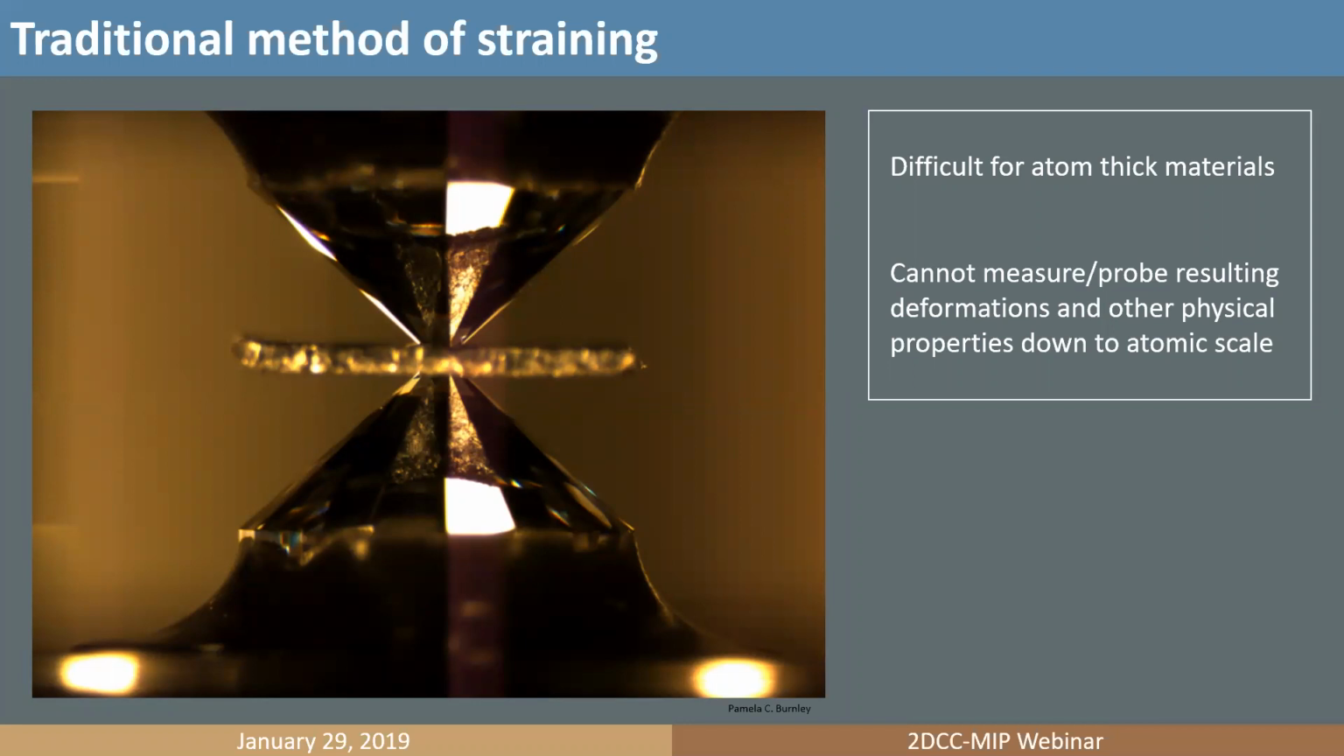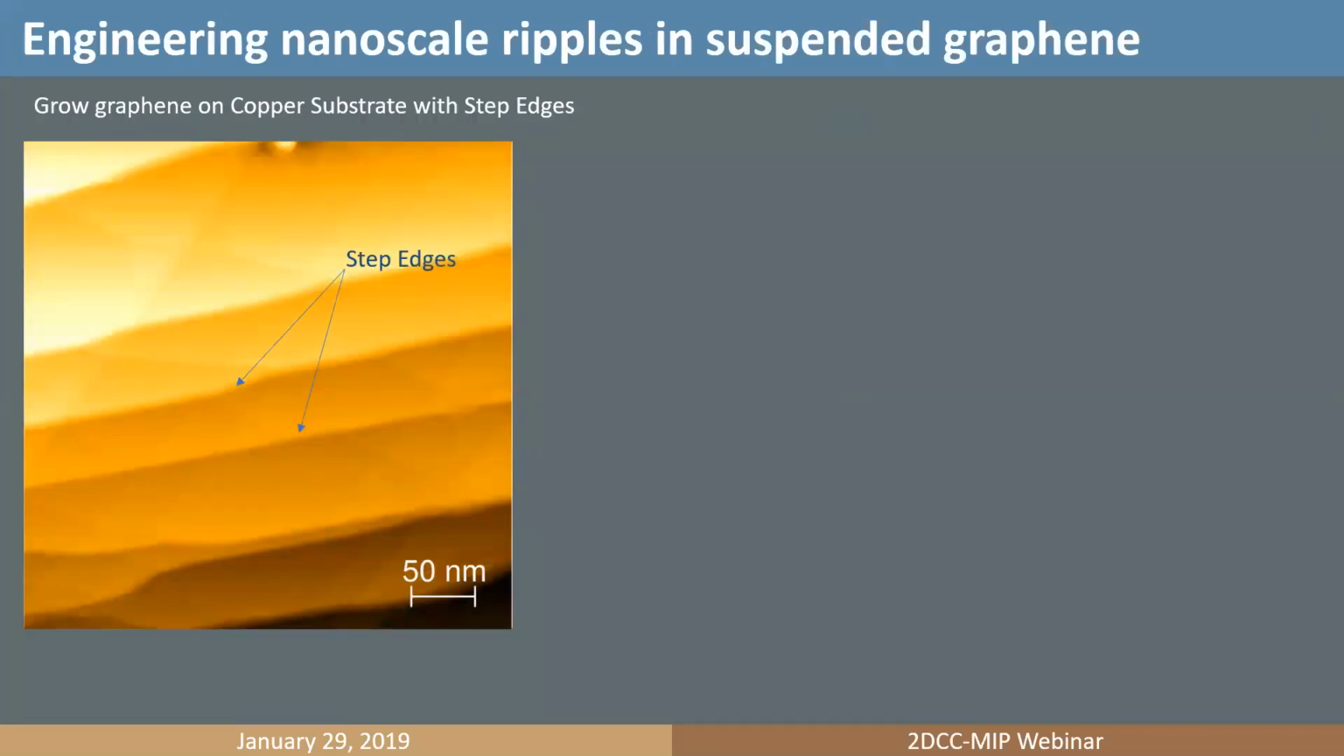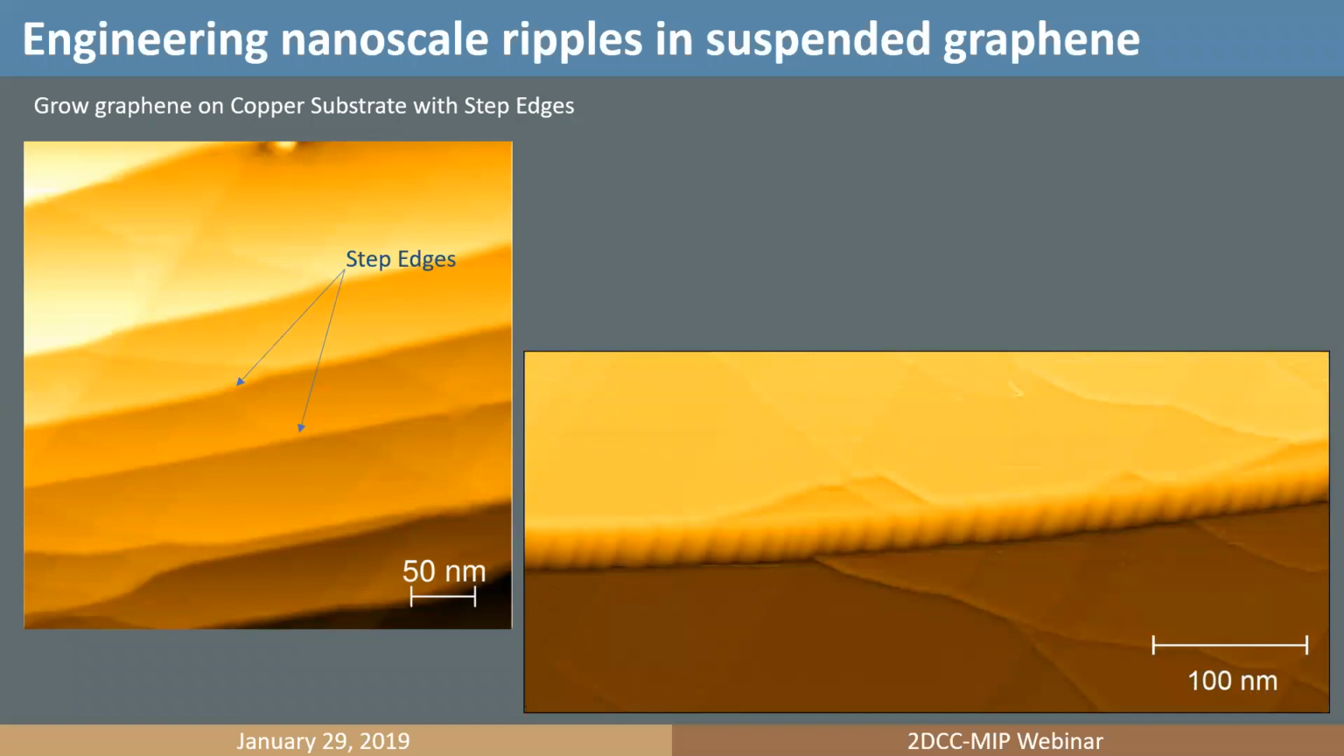Instead, our approach is to do something very different. We grow graphene on a copper substrate with large step edges, large in the sense of 35 nanometers. As graphene grows on this kind of substrate, these are the step edges, what happens is just like a tablecloth drapes down over a table, graphene drapes down over copper step edges.